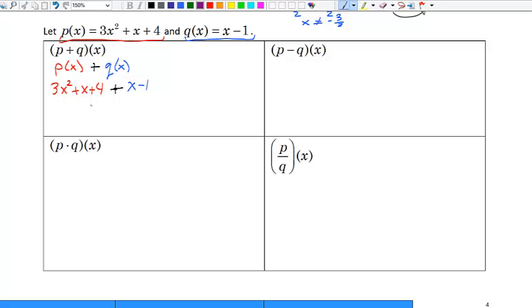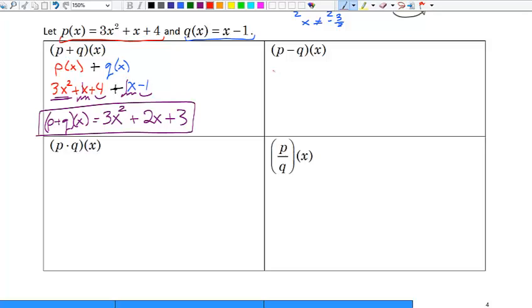So I'm going to combine like terms, and I have, let's see, x cubed, 3x squared, 3x squared has no like terms, so I'm just going to keep that there. Then I have plus x plus another x, so that's a total of 2x. Don't forget that when you're adding the coefficients in front of the variable, so 1 plus 1 is 2, the variables stay the same. And then plus 4 minus 1 is plus 3.